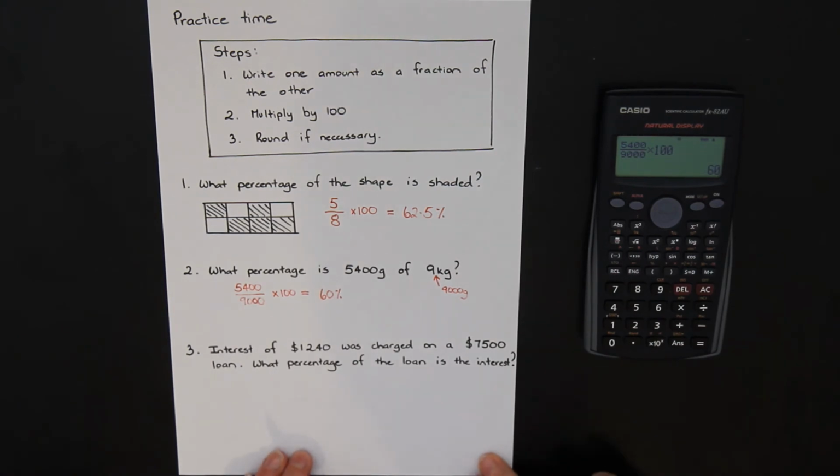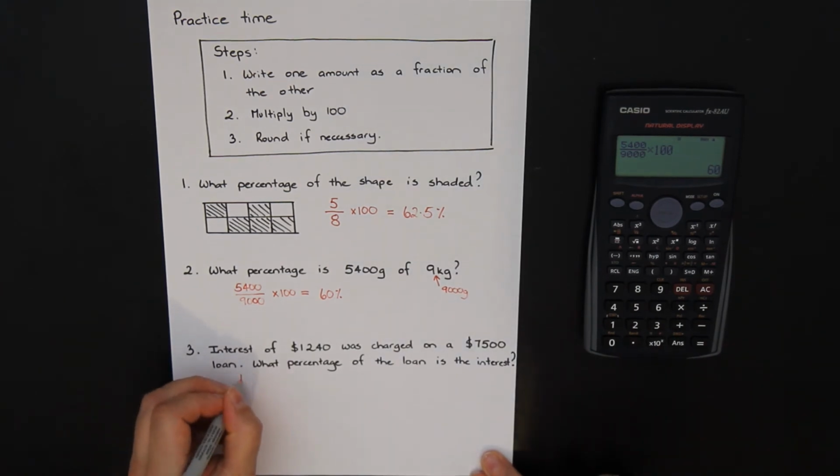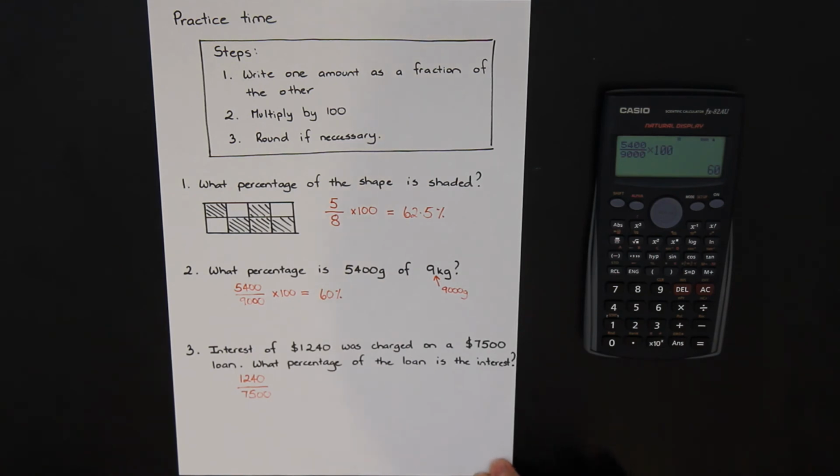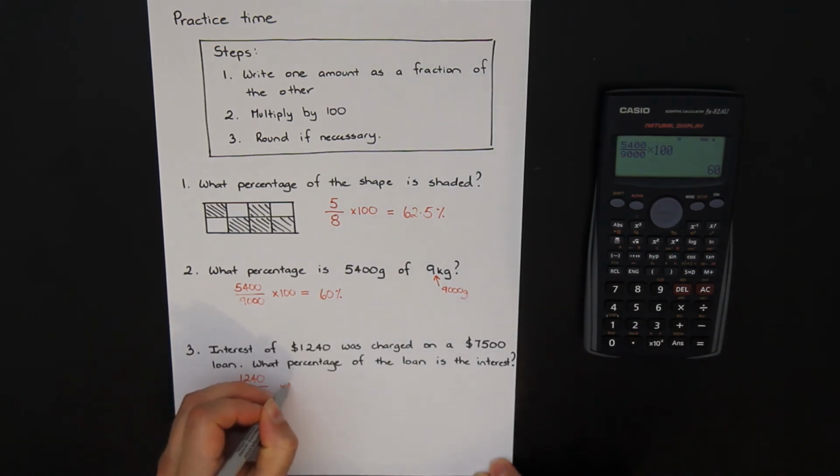All right, one last question. Let's see how you did. Interest of $1,240 was charged on a $7,500 loan. What percentage of the loan is the interest? Okay, so we want the interest over the amount of money that we borrowed. And we want to find the percentage, so we need to times that by 100.